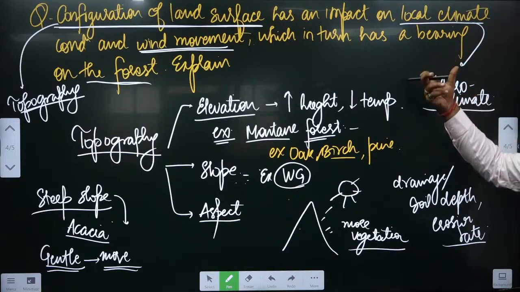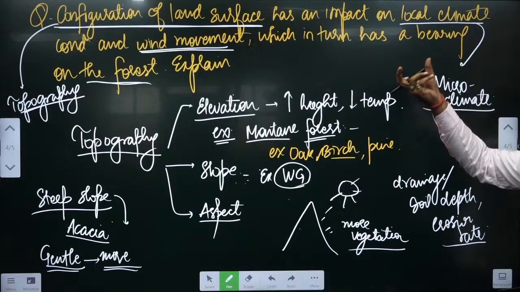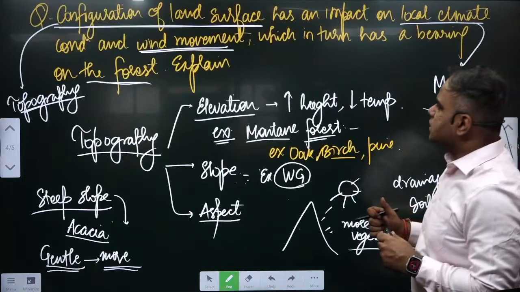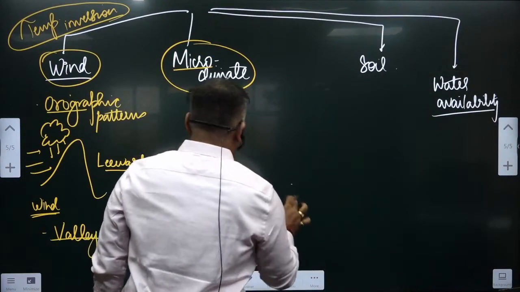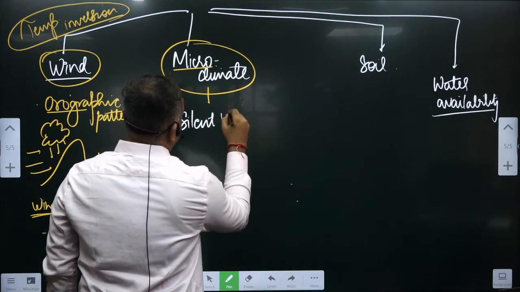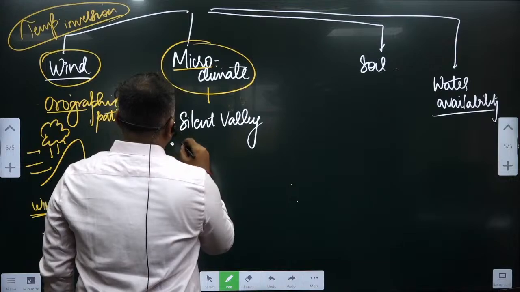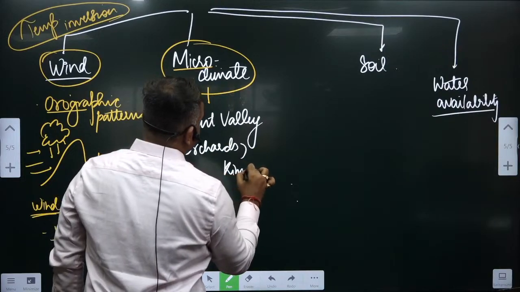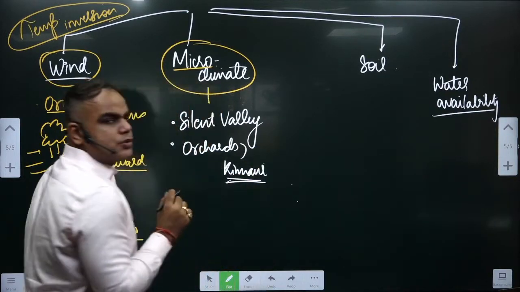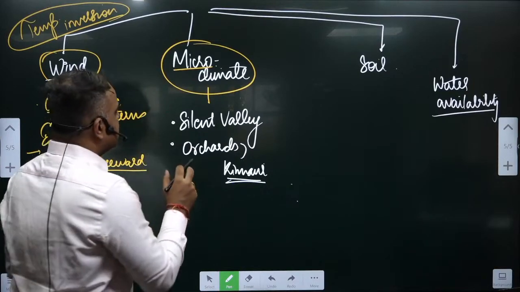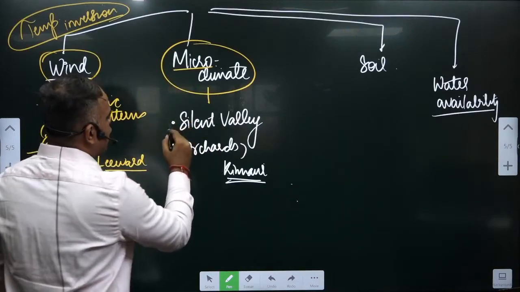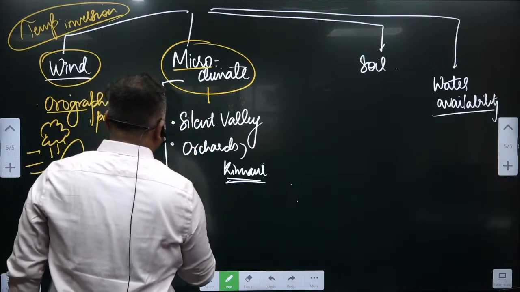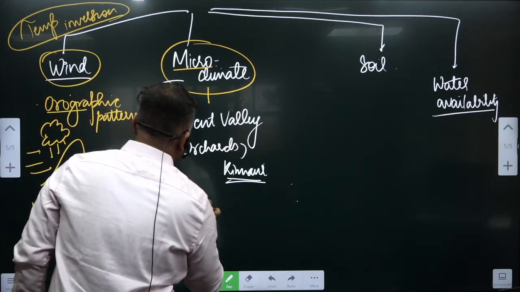So here we can talk about that even, let's say in Silent Valley National Park, okay, or in the apple orchards, okay. Just a second, one or two examples I'll give you. For example, if we take the case study of Silent Valley, okay, or let's say the apple orchards in Himachal, let's say Kinnaur, right. So the small changes in the vegetation patterns or in the land surface in these regions also influence the microclimate, okay. So microclimate is going to be influenced because of the local conditions.